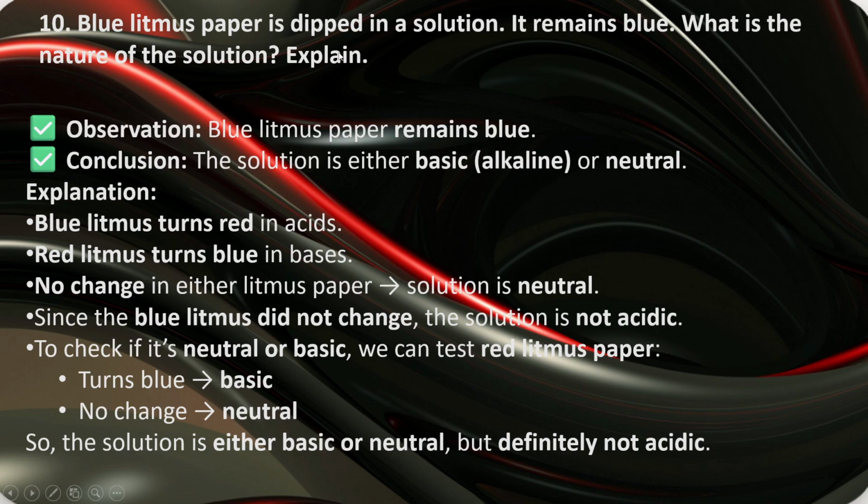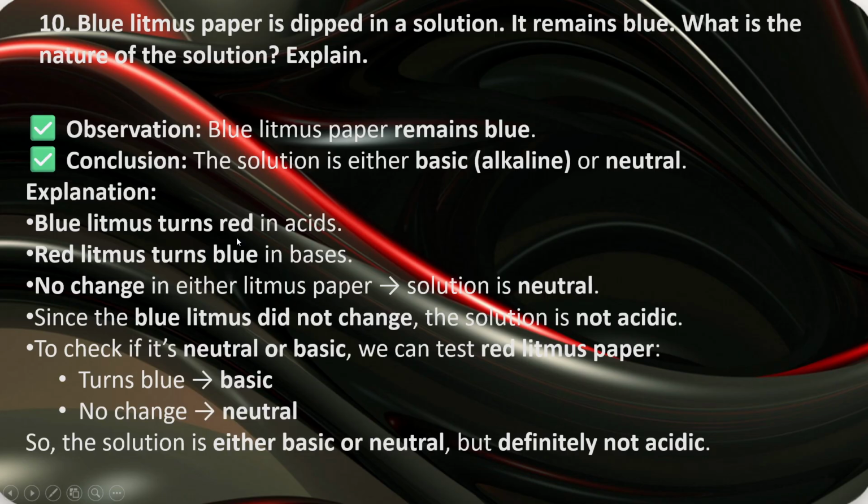10th question. Blue litmus paper is dipped in a solution. It remains blue. What is the nature of the solution? Explain. Observation: blue litmus paper remains blue. Conclusion: the solution is either basic, alkaline, or neutral.